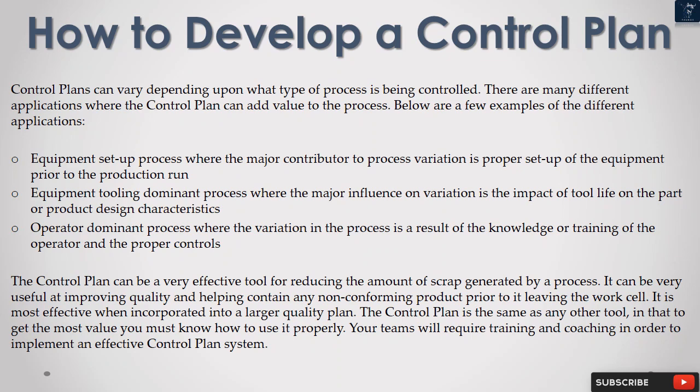The control plan can be a very effective tool for reducing the amount of scrap generated by a process. It can be very useful at improving quality and helping contain any non-conforming product prior to it leaving the work cell. It is most effective when incorporated into a larger quality plan. The control plan is the same as any other tool, in that to get the most value you must know how to use it properly. Your teams will require training and coaching in order to implement an effective control plan system.